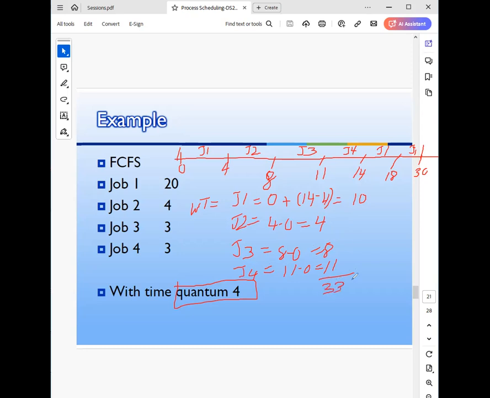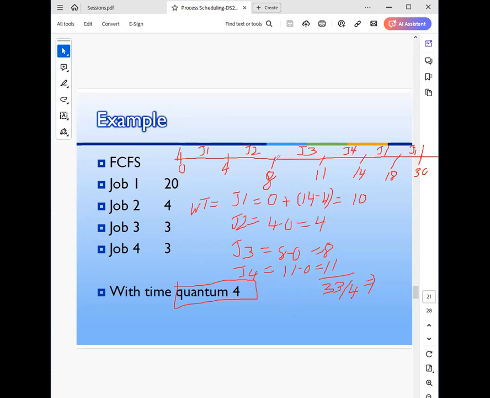33 divided by 4. This is the average waiting time for this entire system. Similarly, you can calculate turnaround time and the response time. So this is pretty easy compared to the shortest job first algorithm. You get a time quantum, and based on the time quantum, you give out the CPU time. If the job's burst time, the time required, is shorter than the quantum, then you only give the required burst time, like this.